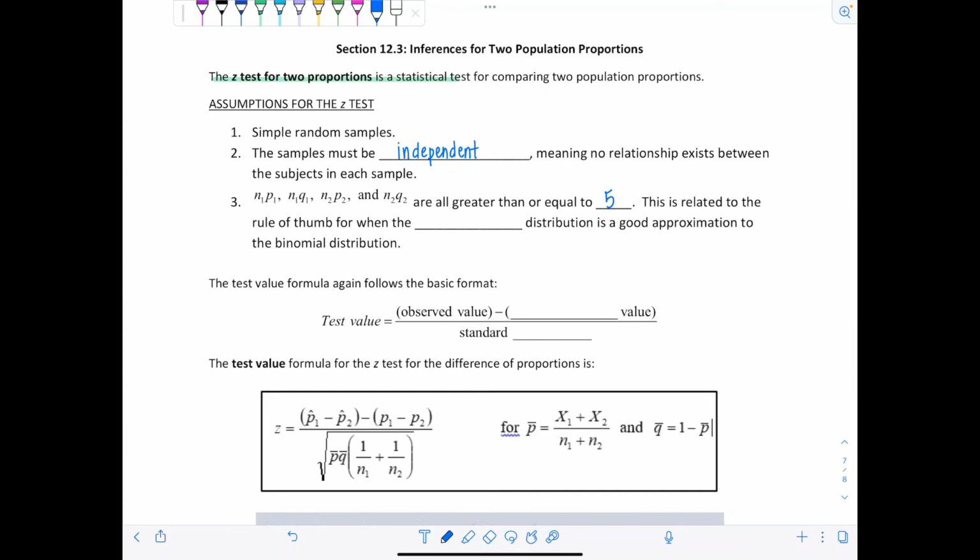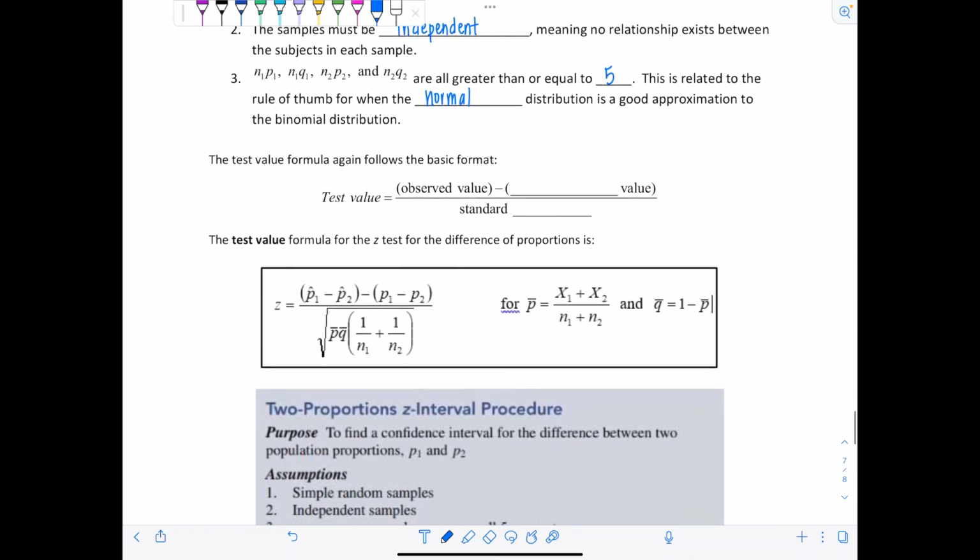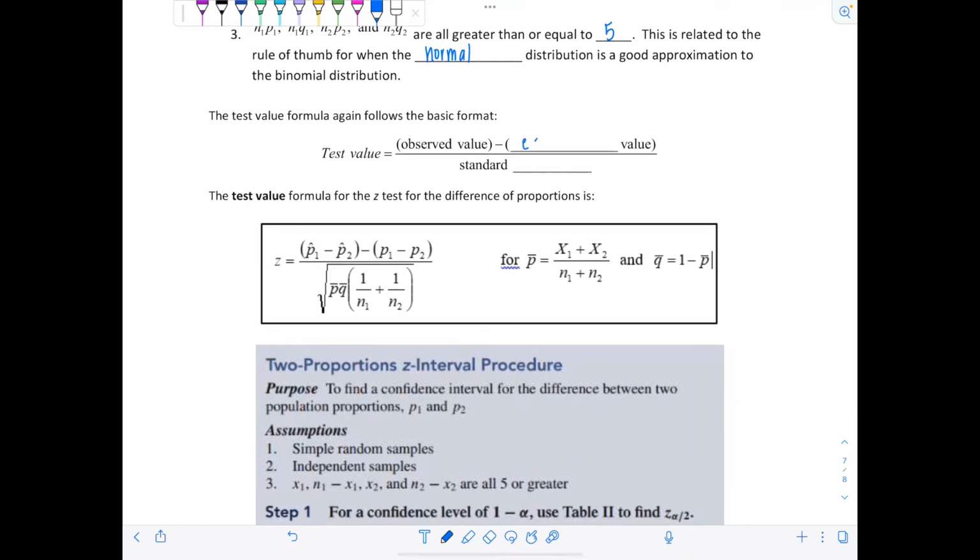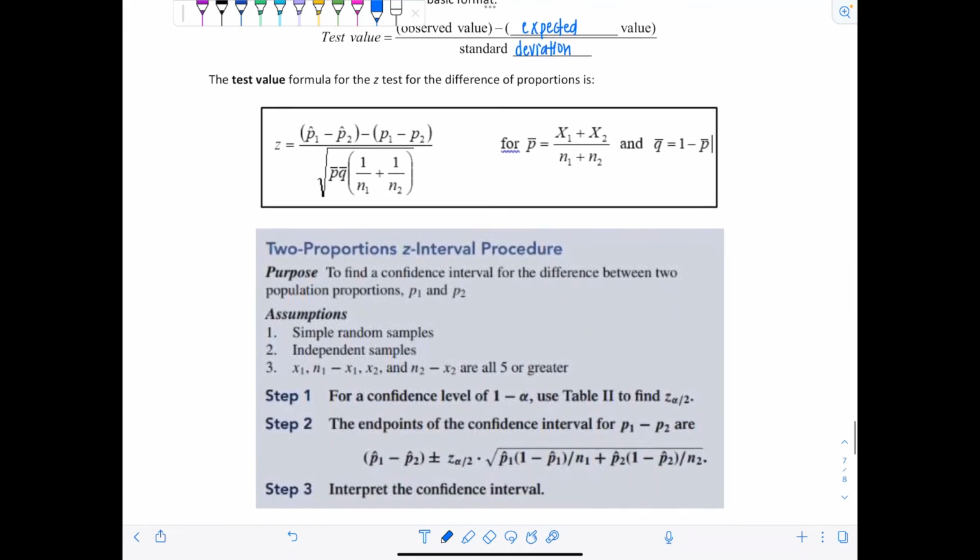Why? Well, this is related to the rule of thumb for when we can use the normal distribution as a good approximation to the binomial distribution. So that basically just tells you, hey, your samples are large enough for you to proceed and use a z-test to approximate the distribution of these variables. And the test value formula again follows the same basic format. You have observed minus expected divided by standard deviation.